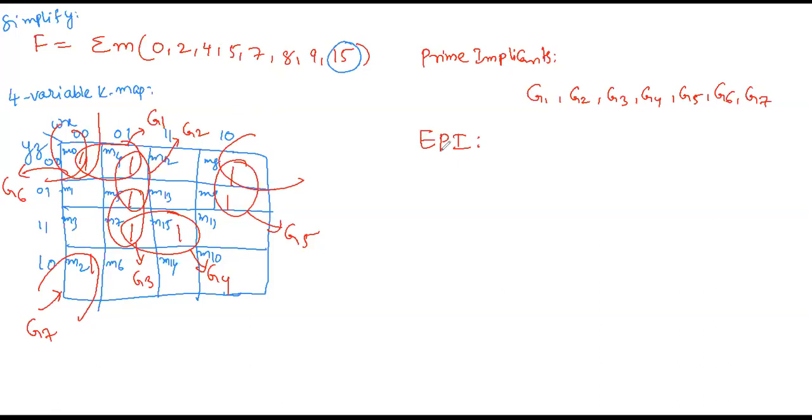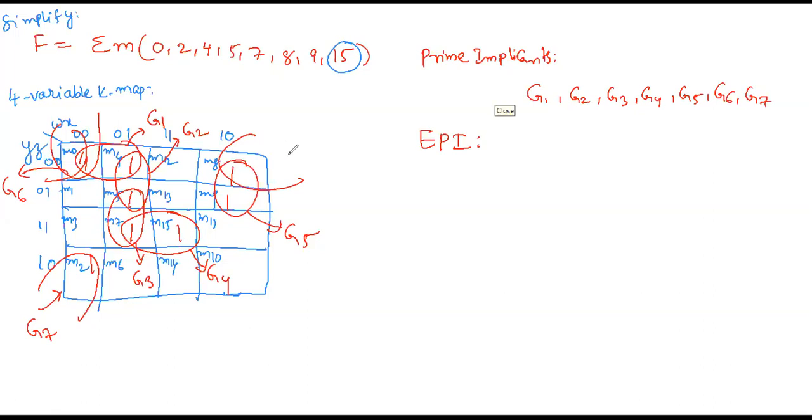Okay, to consider a group as an essential prime implicant, we should have at least one minterm which is not covered by other groups. G1, G6, G5, G4. Okay, let us get other answers. G4, G5, G7. Correct, Amma. G4, G5, G7.